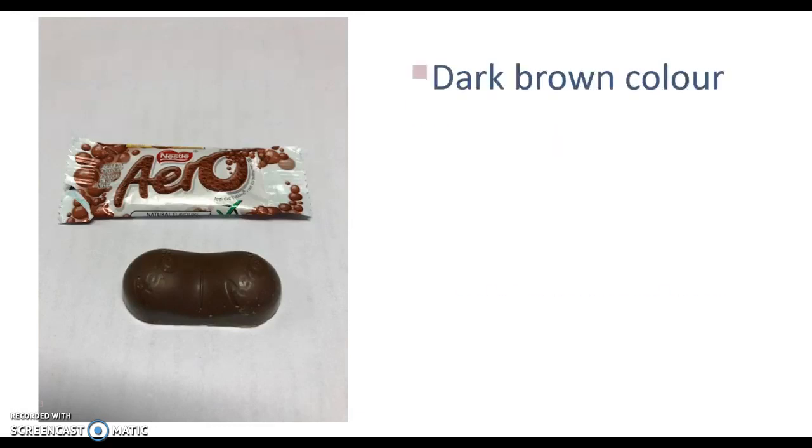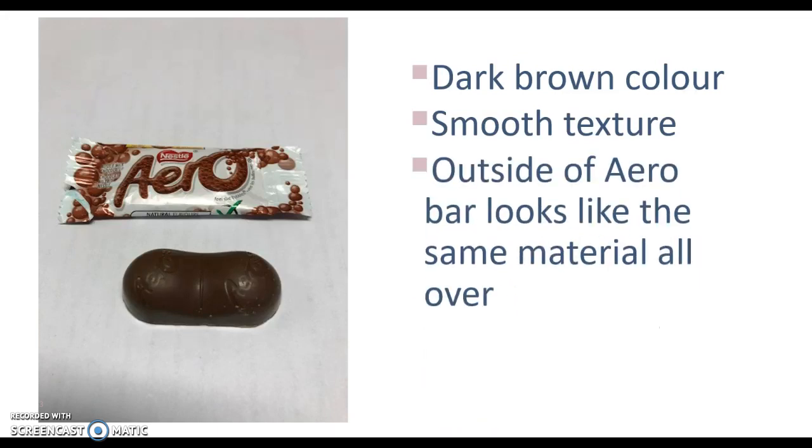It's a dark brown color. It's got a pretty smooth texture. And the outside of the aero bar looks like the same material all over. There's no bumps. There's no visible different parts.